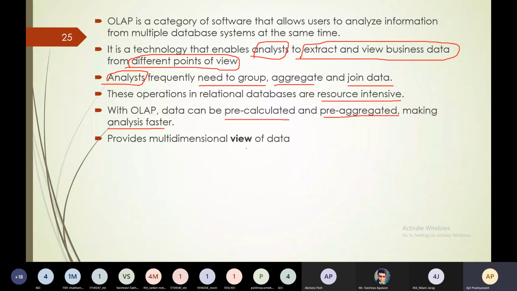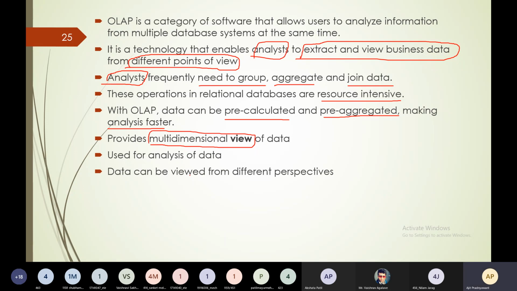It provides a multidimensional view of data. It is used for analysis of data. Data can be viewed from different perspectives. You will understand this better in the next lecture: what is meant by viewing from different perspectives.